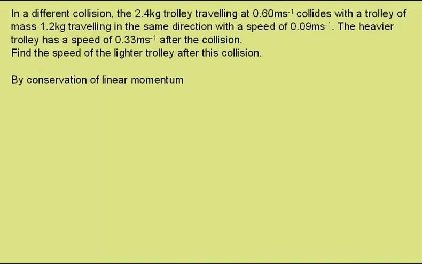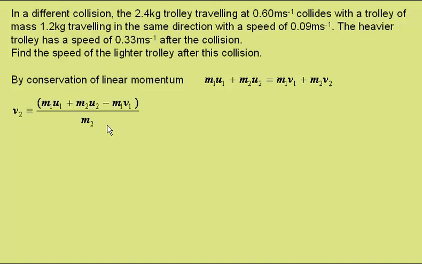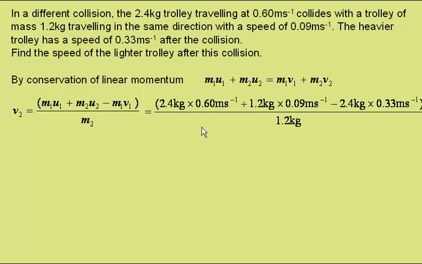Well, again we use the conservation of linear momentum, so the momentum before equals the momentum after, and again we need to find the speed of object 2. So using the same rearrangement as before, putting in the new values gives a speed now of 0.63 meters per second.